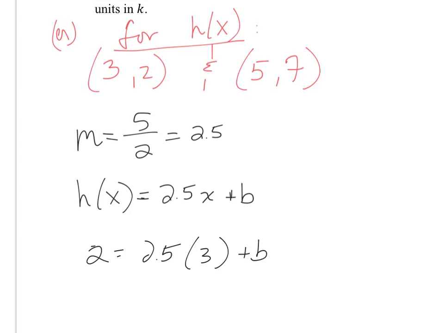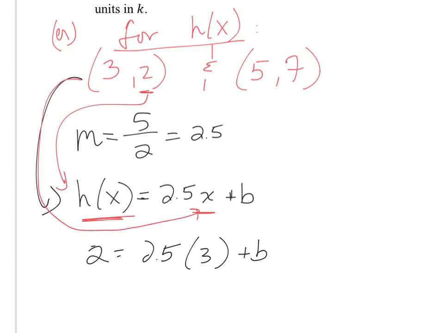So I'm applying this point right here to that function. The 3 is the value of x, so that goes in right here for x. The 2 is the value of y, or h of x. This 2 right here goes in right there. This 3 right here, I'll make the arrow more direct, goes in right there. So you're going to get 2 equals 7.5 plus b. Therefore, b equals negative 5.5.